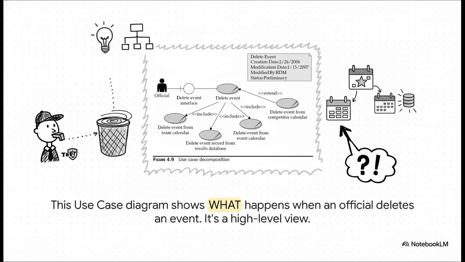Okay, here's a use case model. It's super simple and clear, right? An official wants to delete an event, and that one action kicks off a bunch of things, like deleting it from different calendars and a database. We see the goal, the what, purely from the user's point of view.